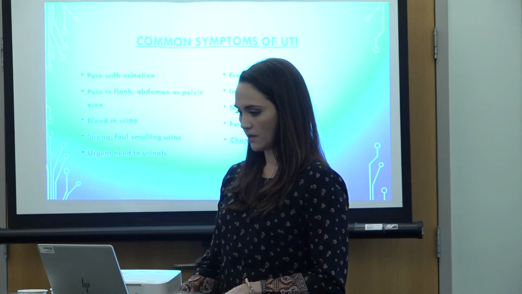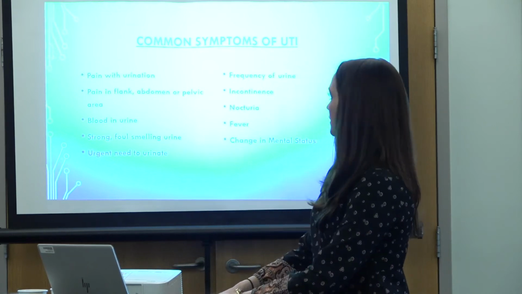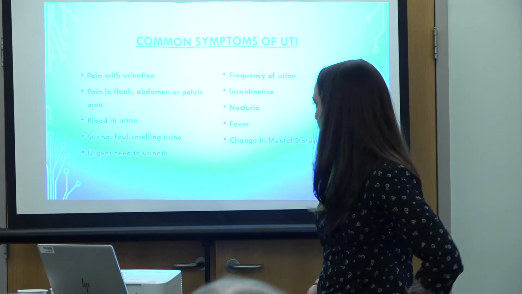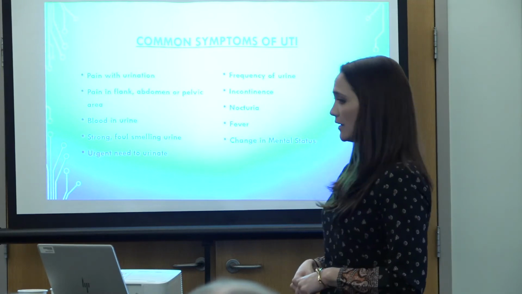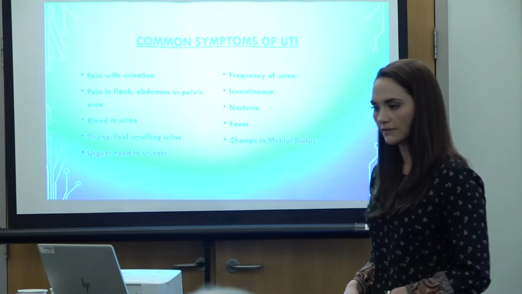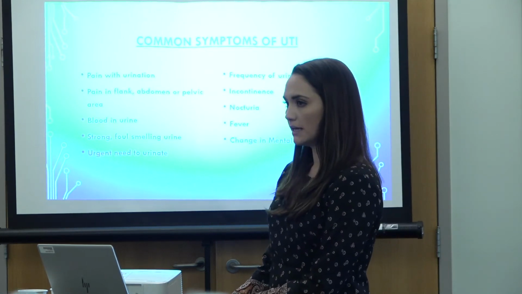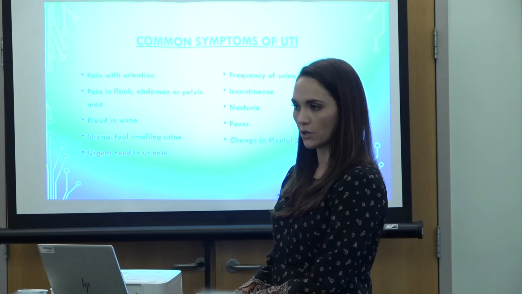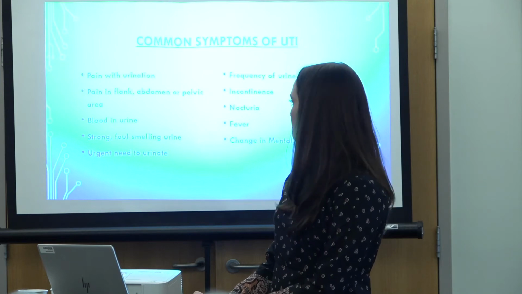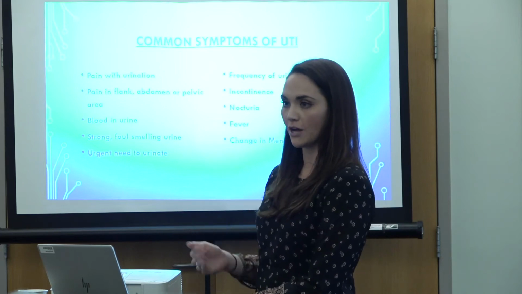So what are the common symptoms of urinary tract infection? Pain with urination is a common symptom. Pain in the flank, so on the sides or back, in the abdomen, and in the pelvic area. The bladder sits in the suprapubic area here, so you may have pain or tenderness along this area. Blood in your urine, which you can sometimes see, though sometimes it's microscopic, so we don't see it with the naked eye. A strong or foul-smelling urine. The need to go to the bathroom urgently, but then when you go, not a lot of urine comes out.